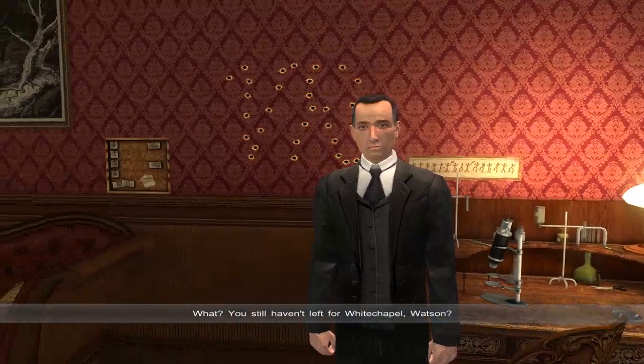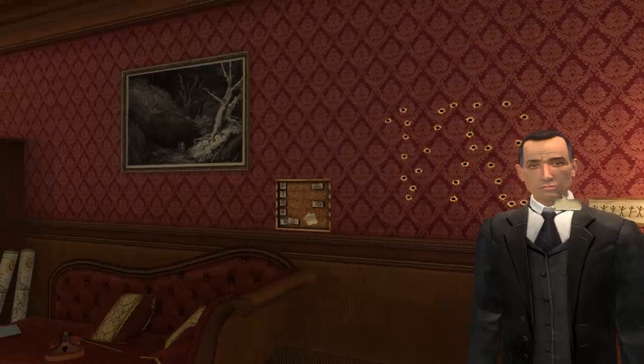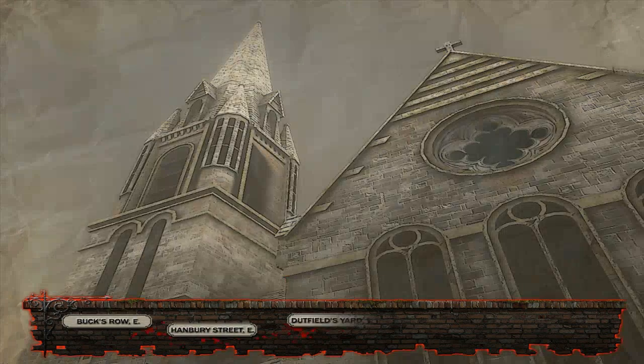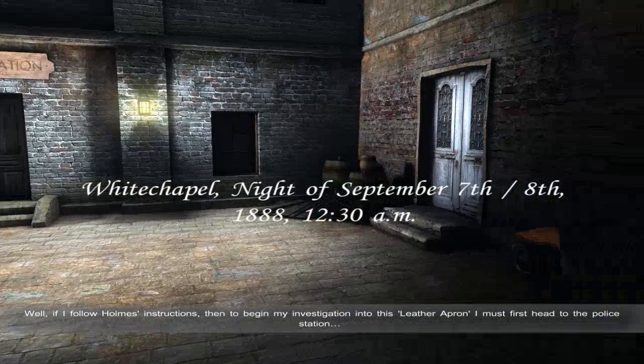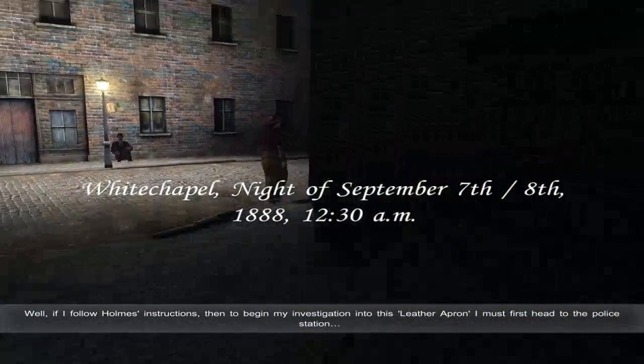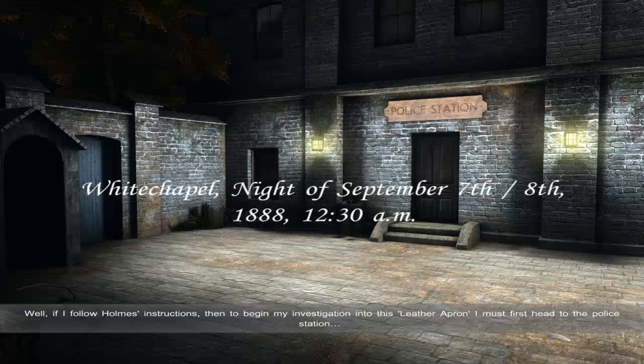What? You still haven't left for Whitechapel, Watson? Right. Well, if I follow Holmes's instructions, then to begin my investigation into this leather apron, I must first head to the police station.